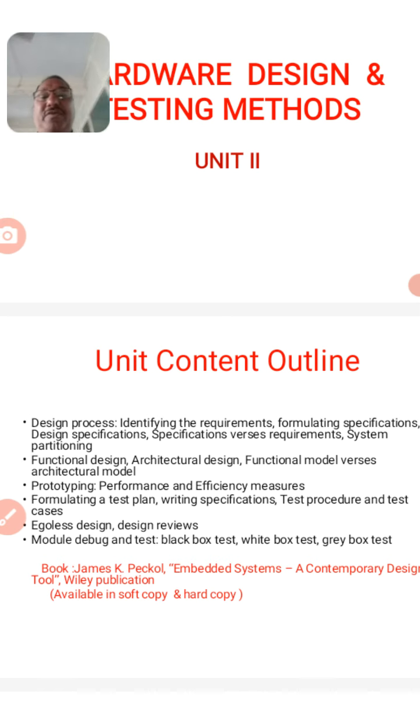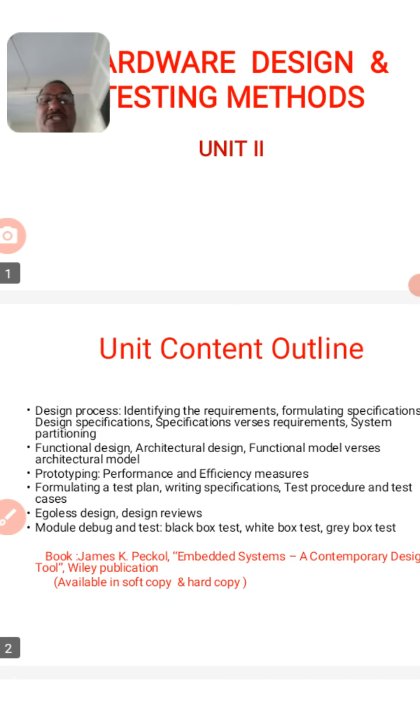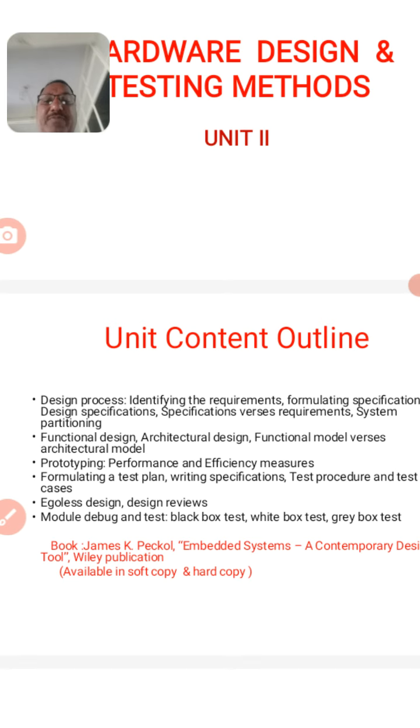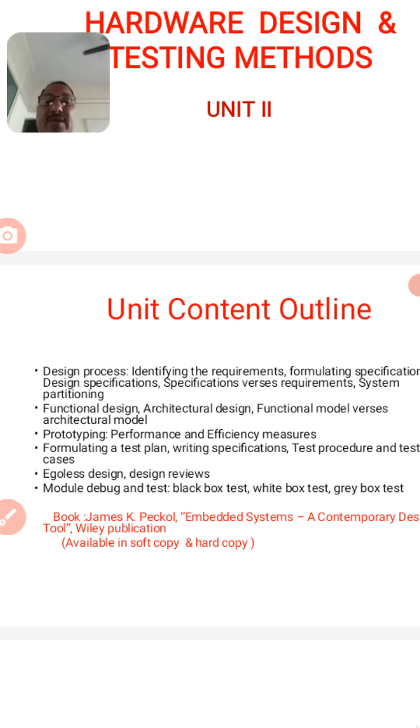The contents of this unit are: design process, identifying the requirements, formulating specifications, design specifications, specifications versus requirements, system partitioning, functional design, architectural design, functional model versus architectural model, prototyping, performance and efficiency measures, formulating a test plan, writing specifications, test procedure and test cases, egoless design, design reviews, module debug and test, black box test, white box test and grey box test. These are the contents of unit 2.